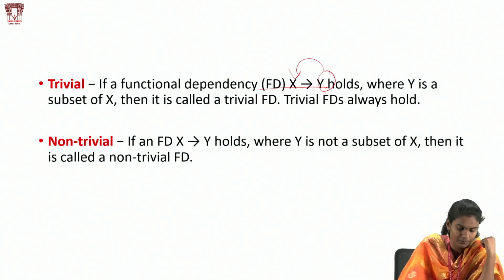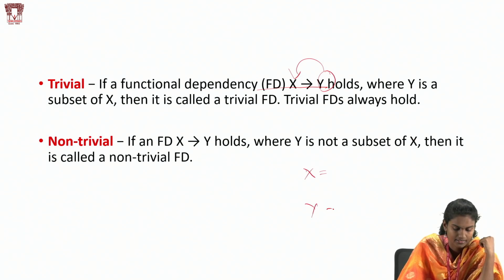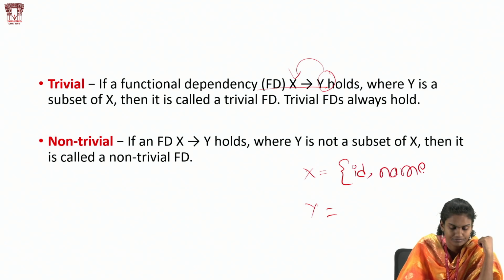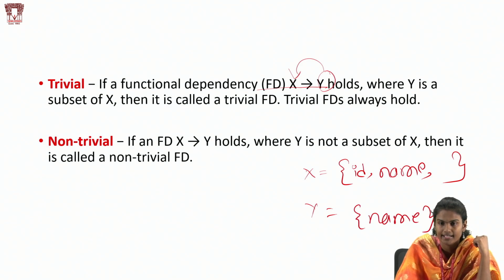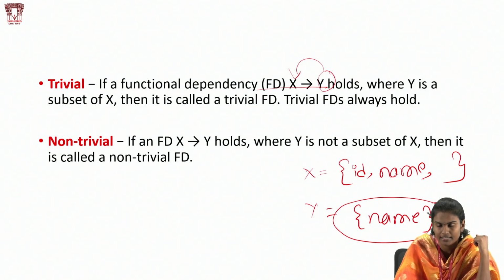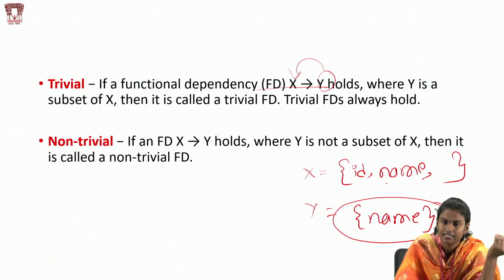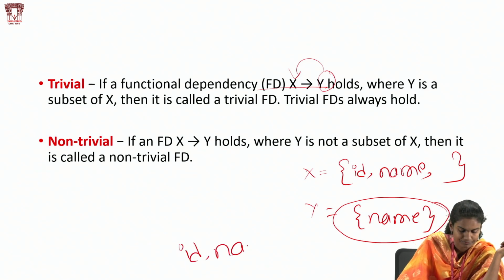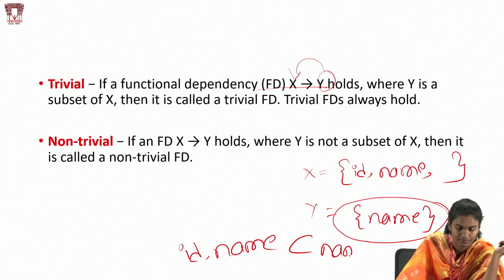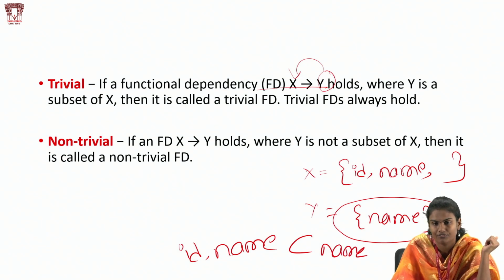Let's take a set of attributes X and Y. X consists of ID, name, the determinant set of attributes. Y consists of name. In this case, Y is a subset of X, meaning whatever attributes are on the right side of the determinant, they should be a subset of the left side of that functional dependency, meaning X. In this case, we can write like this: ID, name tends to name. It is a subset of name. Like this, it is called a trivial functional dependency.